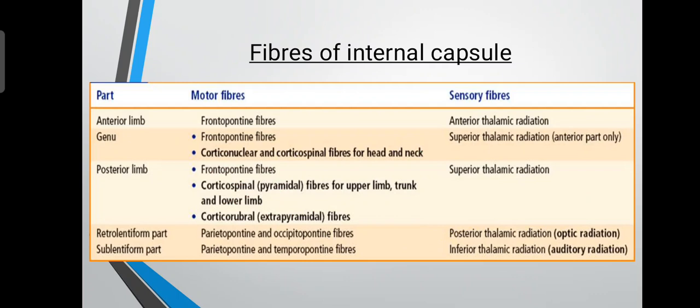So, through the internal capsule, ascending fibers and descending fibers travel. The ascending fibers come from the thalamus to the cerebral cortex, and they are the thalamic radiations: anterior, superior, posterior and inferior thalamic radiation. The motor or descending fibers coming from the cortex to the pontine nuclei are called frontopontine, parietopontine and occipitopontine fibers, from the cortex to the spinal cord are called corticospinal fibers, and to the cranial nuclei are called corticonuclear fibers.